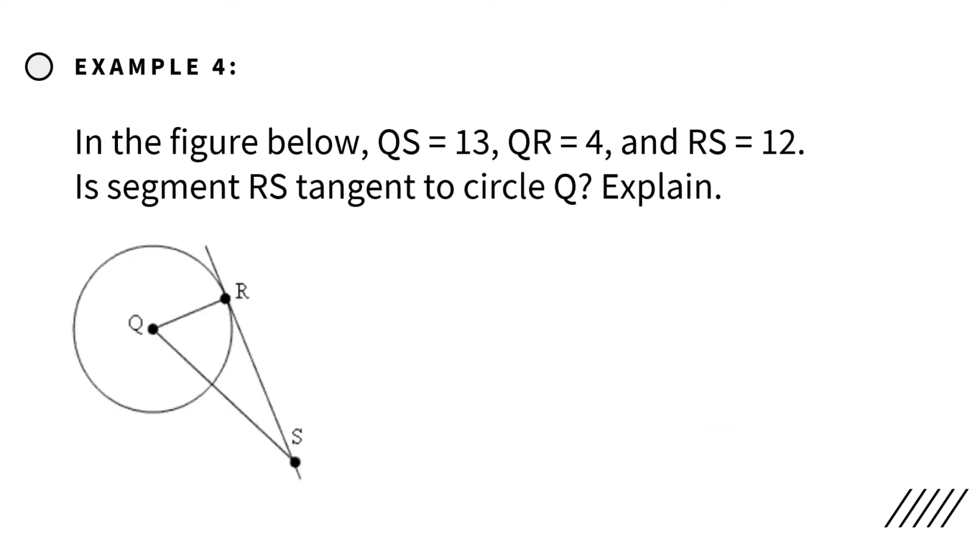One more example. In the figure below, we have some labeling to do. QS is 13. QR is 4. And RS is 12. We are asked, is segment RS tangent to the circle? Well, if it is tangent, it would make a right angle right here. We don't know if it does or not, and we cannot make a decision just by looking.